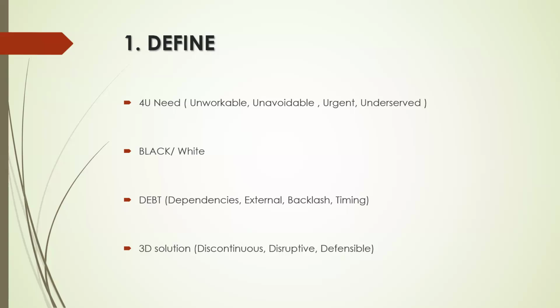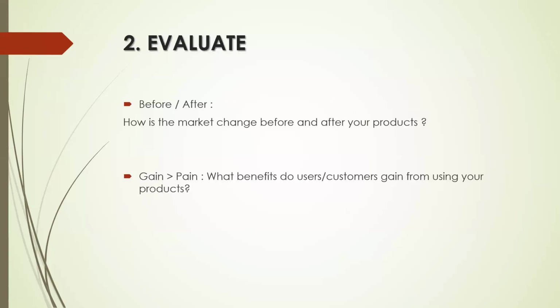Under our define, we have depth, which has dependencies, external backlash, and timing. Also, we have discontinuousness and destructive and defensive. Then under our evaluation plan, we have the before and the after. The before is how the market changed before and after the product. We also have gain and pain: what benefits do users and customers gain from the products. Those are under our evaluation plan.